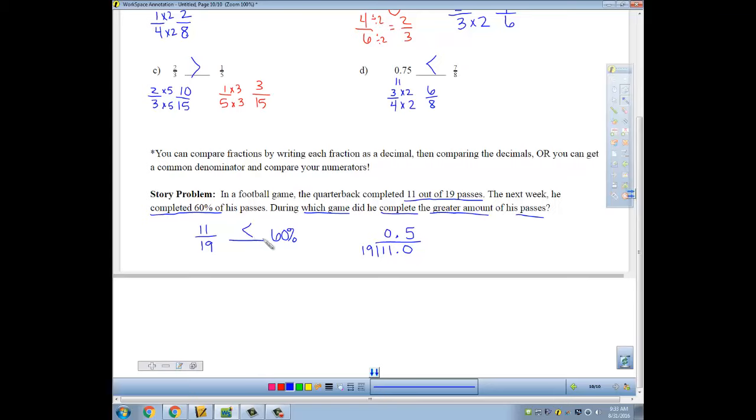So I need to make sure I answer the question completely. It says, during which game did he complete the greater amount of passes? So we're going to say he completed more passes during the 60% game. Okay, moving on to the next page.